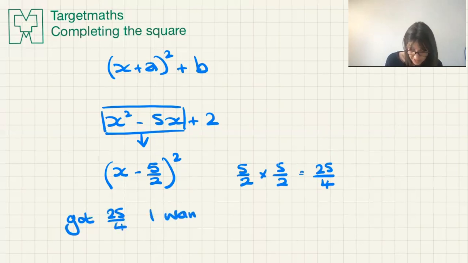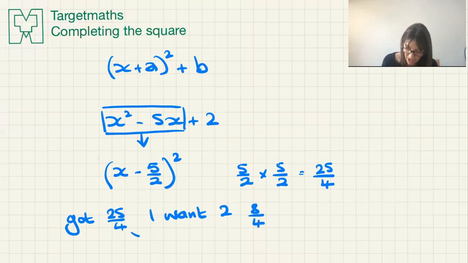I want 2. Now there's 2 ways of doing this. You could either change this into a mixed number so that you can work out the difference, or you can change this into a fraction so you can work out the difference. It really doesn't make any difference. You do what's natural to you. For me, I would change this into 8 over 4.